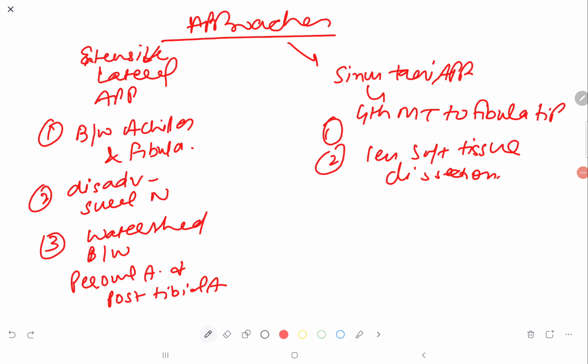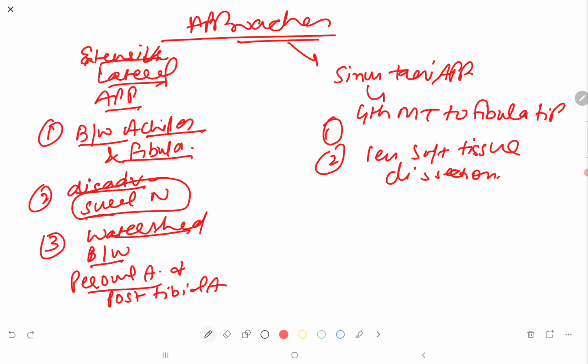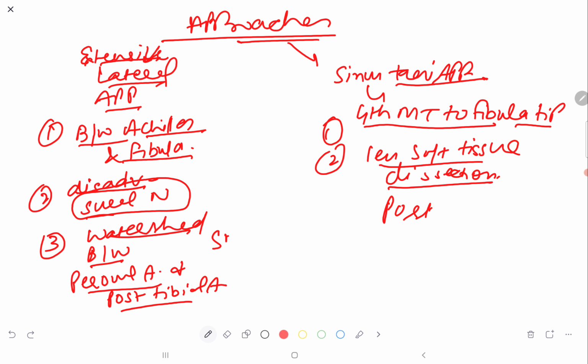Now we have two approaches for calcaneum fractures. Extensile lateral approach, that is incision is given between the Achilles tendon and fibula. Disadvantage is sural nerve can be damaged. There is a watershed area between peroneal artery and posterior tibial artery that may be damaged, and so poor healing is there. Second approach is sinus tarsi approach, fourth metatarsal to fibular tip. Its advantage is less soft tissue dissection, no injury to the nerve, and posterior facet can be visualized more clearly.